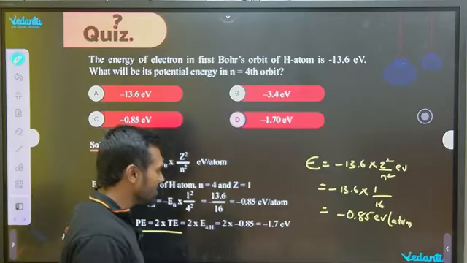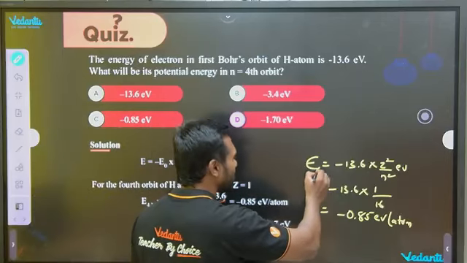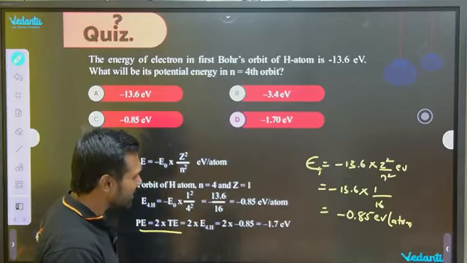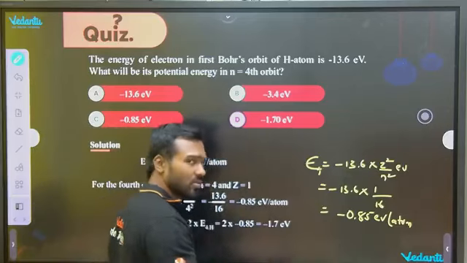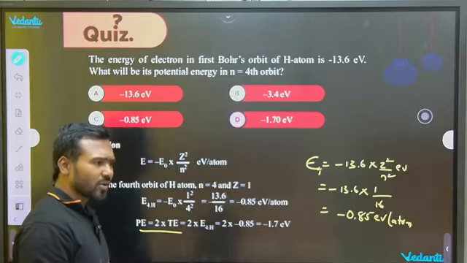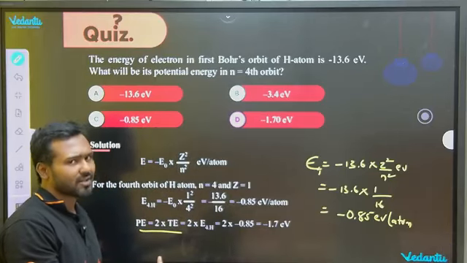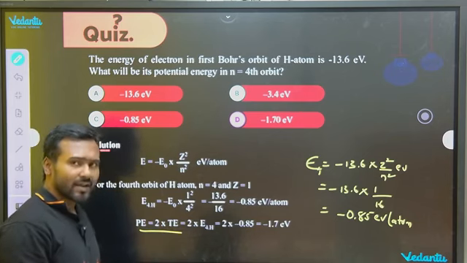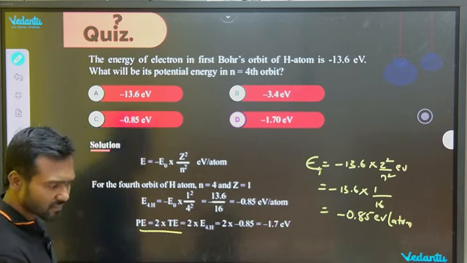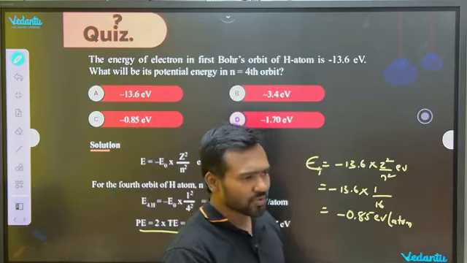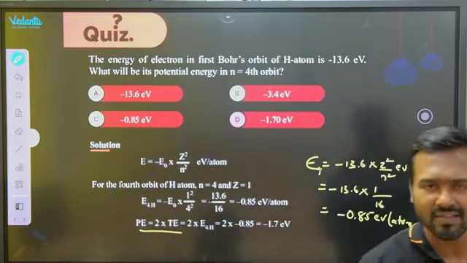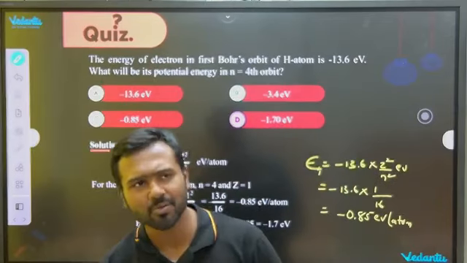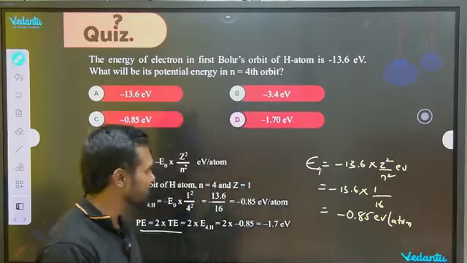Right? So now this is total energy, it's not the potential energy. Now they are asking potential energy. That means you have to multiply this value with 2, because potential energy is equal to twice of total energy. So if you multiply with 2, then you are going to get minus 1.7. Simple question. But here you have to remember, whatever energy value we got, it's a total energy value. It's not the potential energy, it's not the kinetic energy.